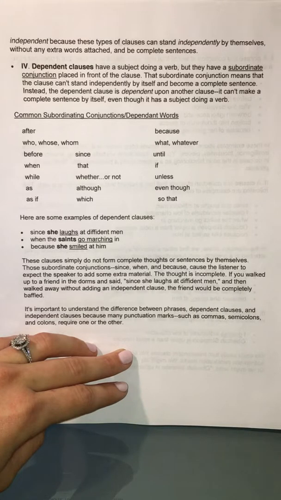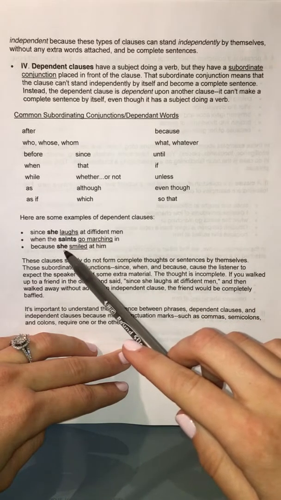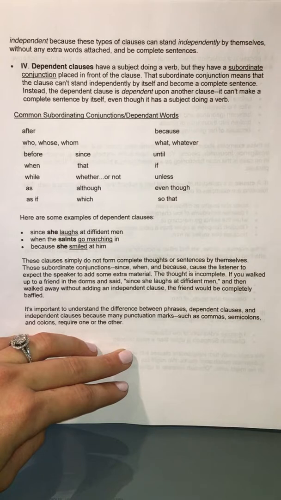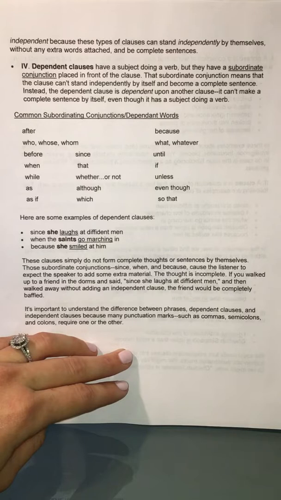While all of those have a subject and a predicate, she laughs, saints go marching, and she smiled, they do not form a complete thought. These clauses don't form a complete thought or sentence by themselves. Those subordinate conjunctions, since, when, and because, cause the listener to expect the speaker to add some extra material. The thought is incomplete. If you walked up to a friend and said, since she laughs at different men, and then walked away without adding an independent clause, the friend would be completely baffled.